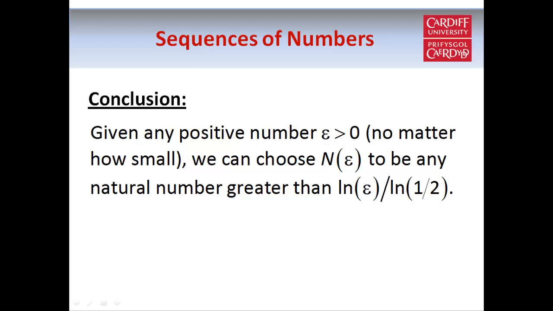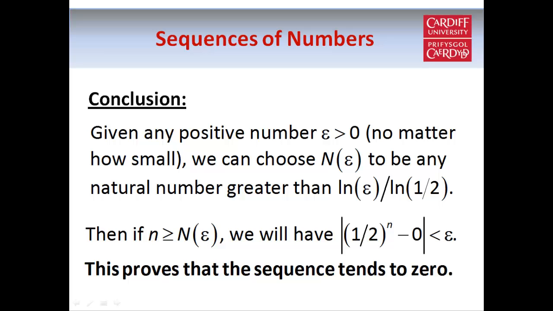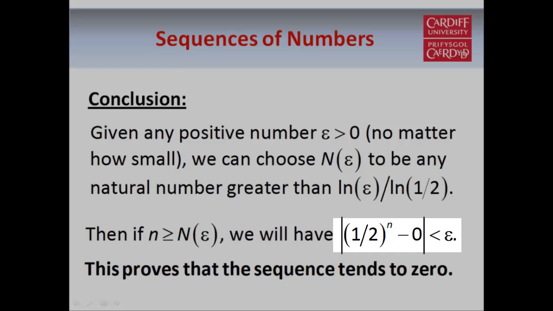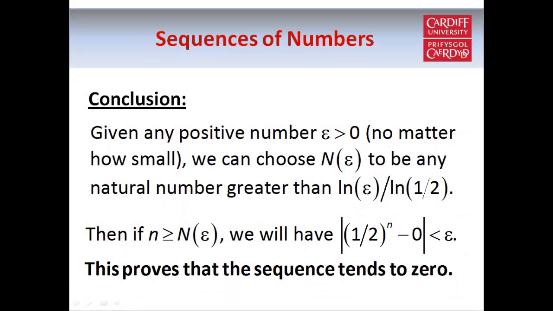So the conclusion is that if we're given any small value of epsilon, we can choose n of epsilon to be any natural number which is greater than the log of epsilon over the log of a half. And then we know that whenever n is greater than or equal to n of epsilon, this inequality is going to hold, and that's the result we need.